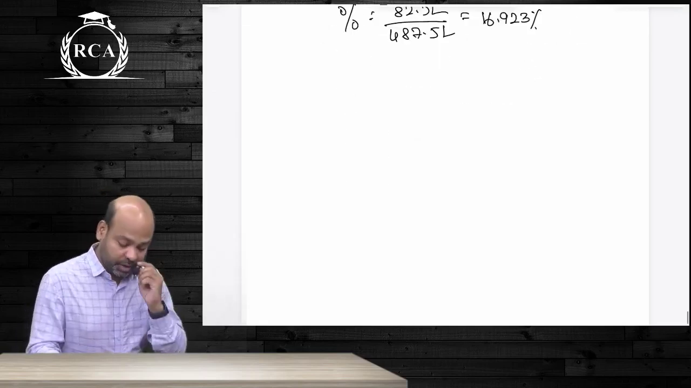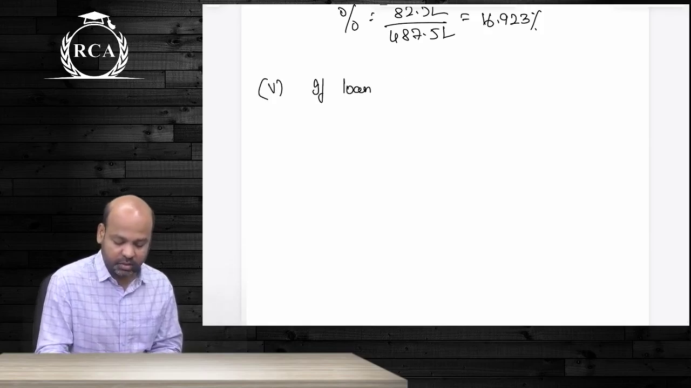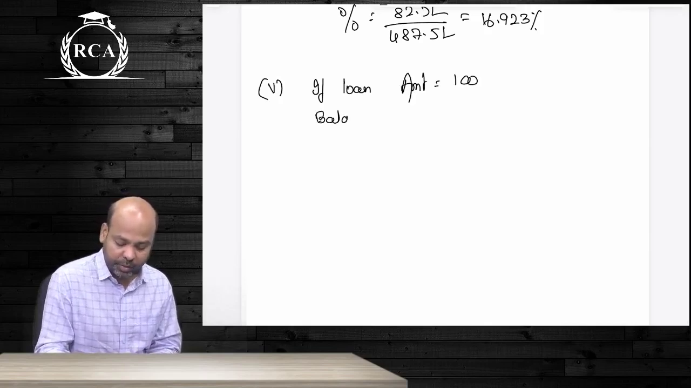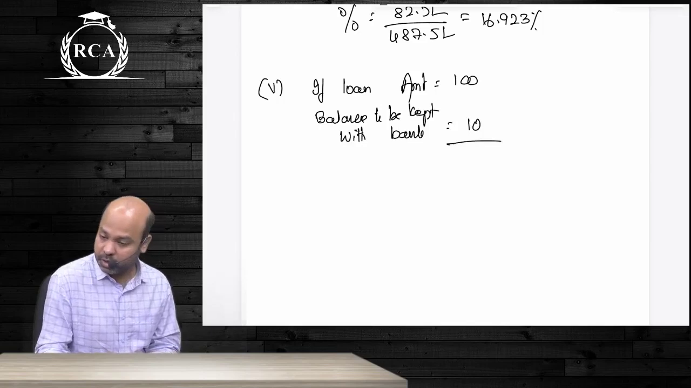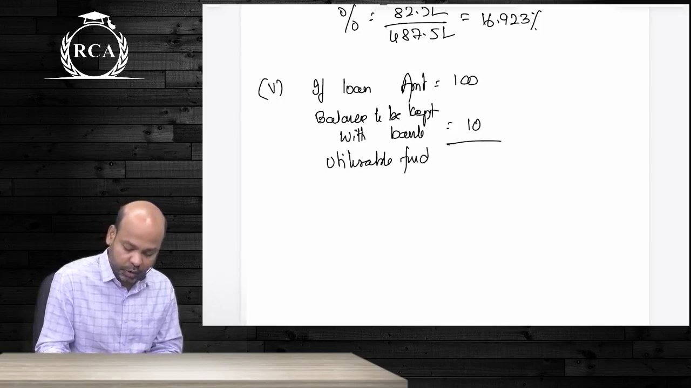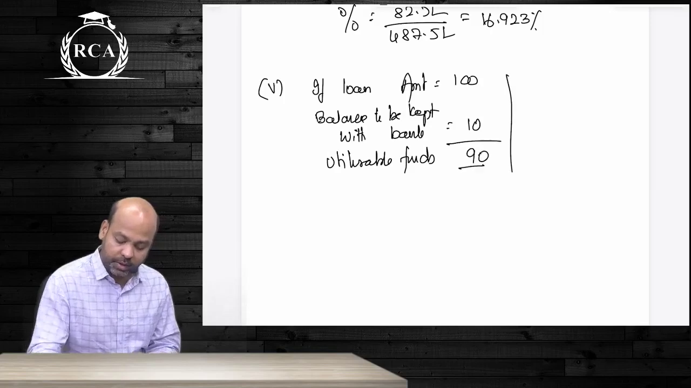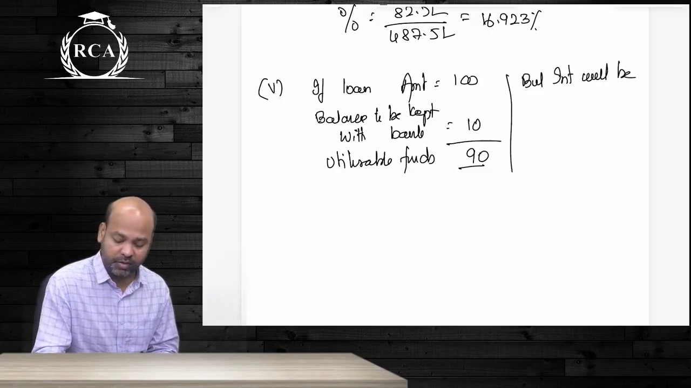It's pretty simple guys. Last bit, pay attention. If the loan amount is 100, pay attention beta. Balance to be kept with the bank is how much? Balance to be kept with the bank, beta, is 10%, that is 10 rupees. So what are your utilizable funds, beta? You can only utilize 90. But interest will be payable on 100.